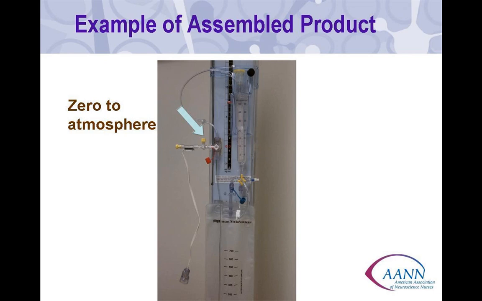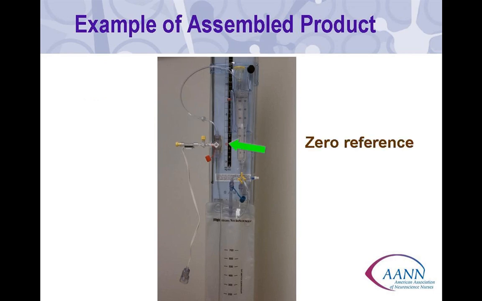This is a 0 reference level, so the 0 corresponds to the transducer, which would correspond to the external anatomical landmark. That can be the tragus, it can be the outer canthus of the eye, it can be the external auditory meatus. It doesn't matter as long as one facility picks one landmark, so that every nurse, every day, every shift is using the same landmark. So for example, our facility uses the tragus. Next slide, please.